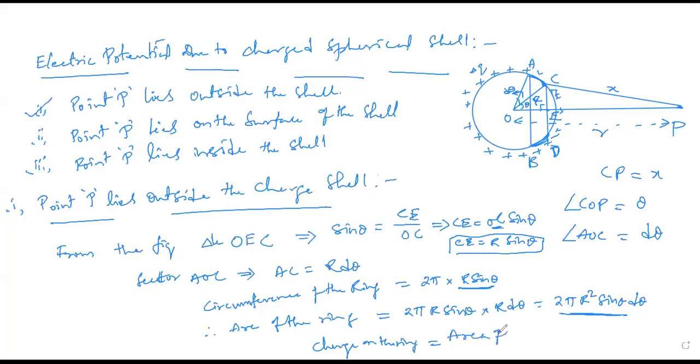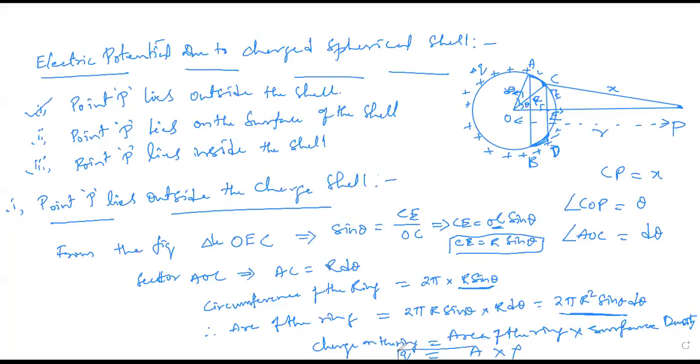Area of the ring into surface charge density. Surface charge density. So surface density I'm writing. Correct? So the charge on the ring will be, suppose Q is equal to the area of the ring into charge density, that is rho. Correct? So that means rho is equal to charge per unit area. So in a similar way, charge on the ring will be written as Q.